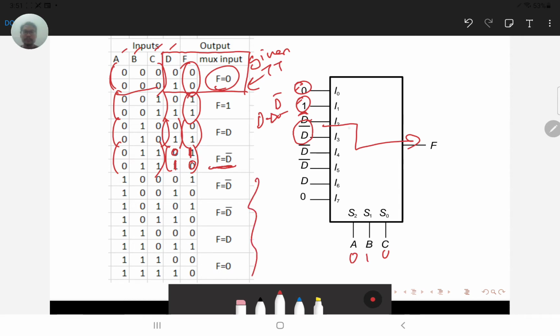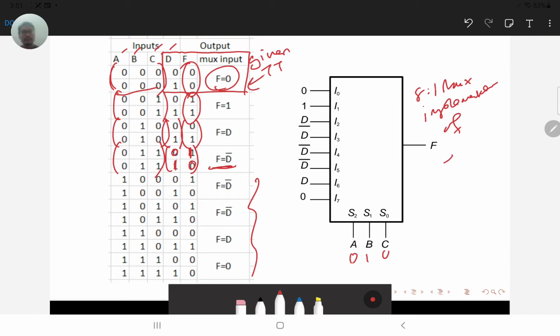We go through here and see that this is the 8 to 1 mux implementation of this truth table. We can also use a K-map to obtain the output F and get some logic gates, but we can also just use a multiplexer to obtain the logic equation.